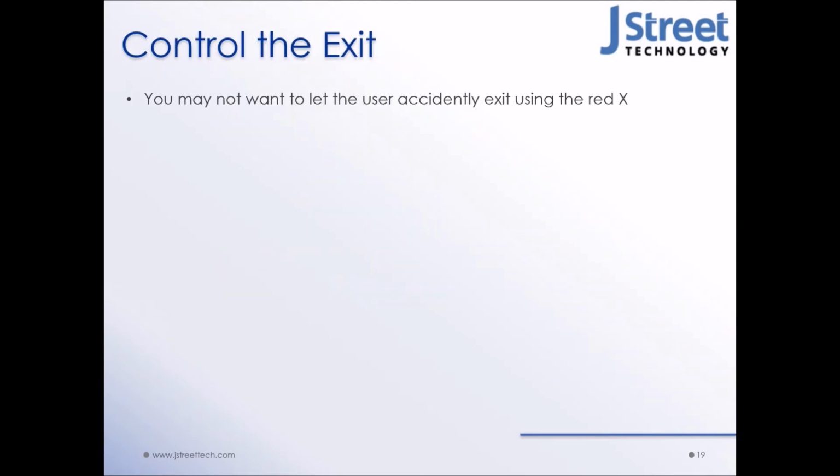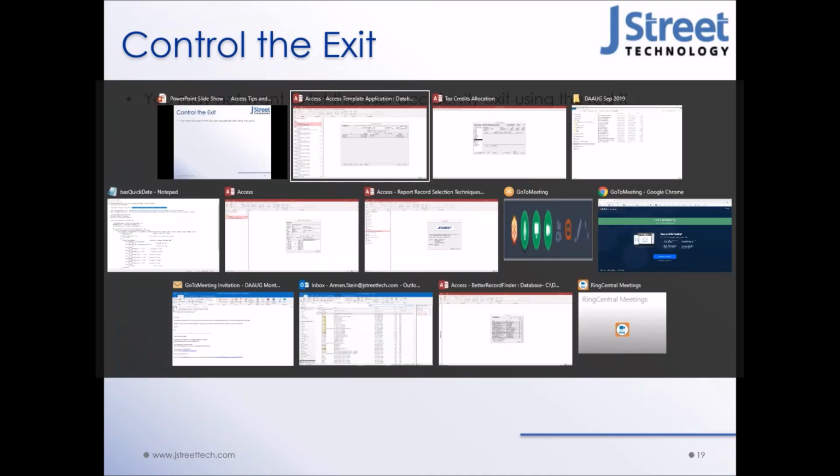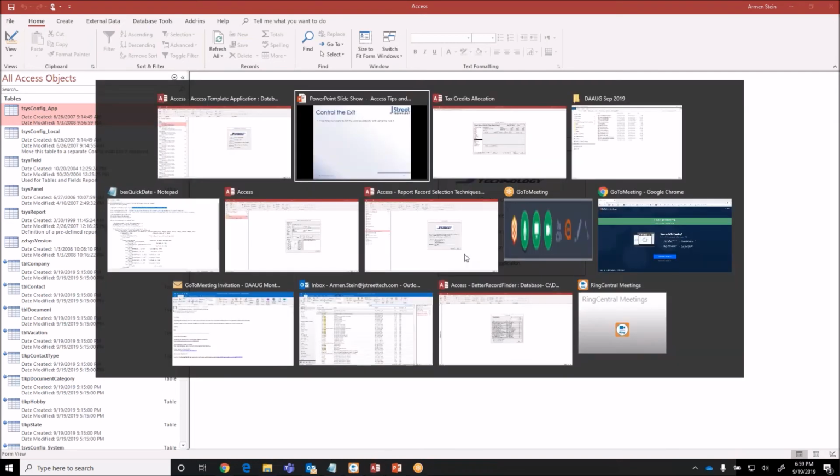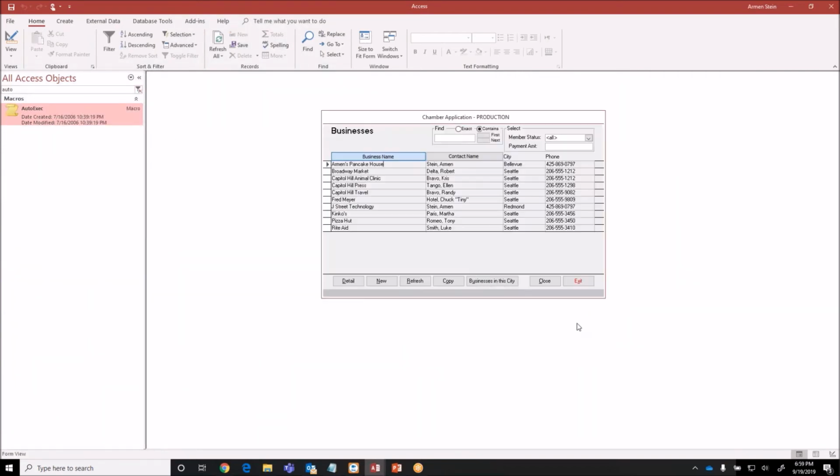Oh, here's a good one, and I think this is the next to last one. Controlling the exit. You know how in Access, let me go to a different one. The example for this one, I believe, is in the chamber.